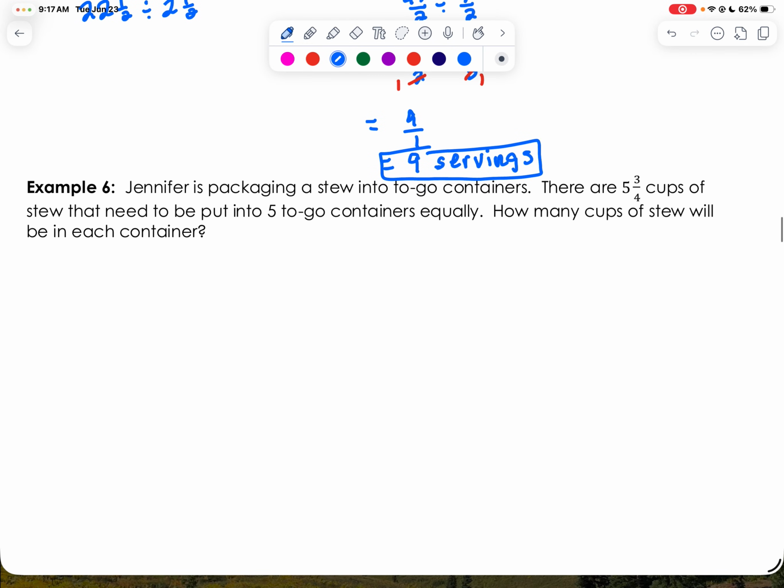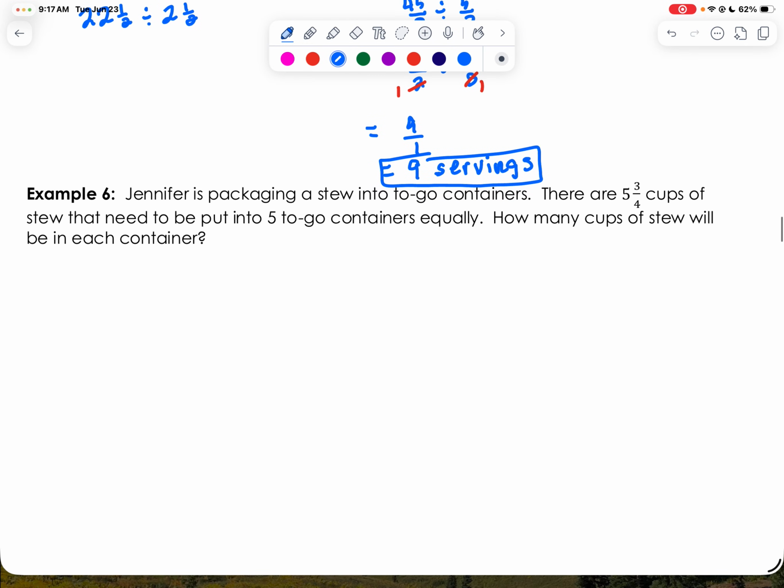Jennifer is packaging a stew in to-go containers. There are 5 3/4 cups of stew that need to be put into 5 to-go containers equally. How many cups of stew will be in each container? Pause the video and try this problem on your own. When you're finished, come back and check your answer.